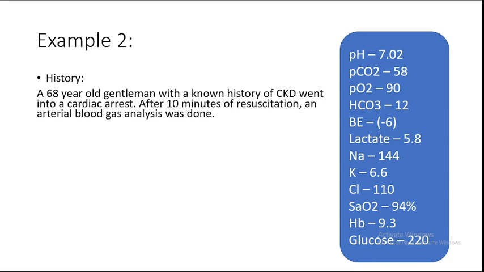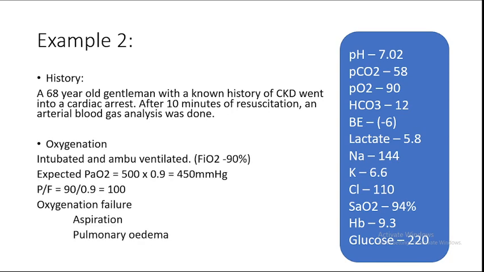Now what is the next step? We are going to analyze the oxygenation, right? Now this patient after cardiac arrest is ambu ventilated, right? So roughly with an ambu bag, with the reservoir bag, you can give up to 90% oxygen. So expected PaO2 is 0.9 times 500, so you are expecting a PaO2 of 450. But the patient's PaO2 is 90. So even though there is no hypoxemia as such, because between 80 to 100 can be considered normal, there is a significant oxygenation problem.